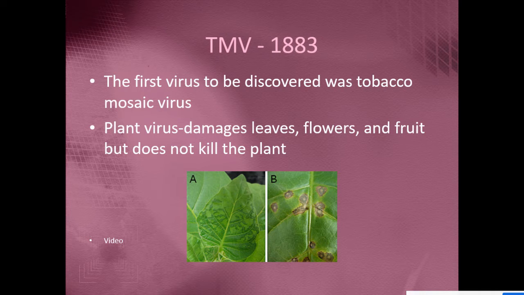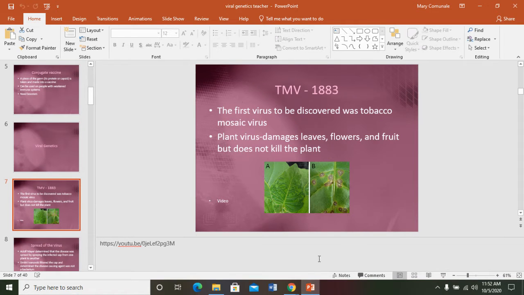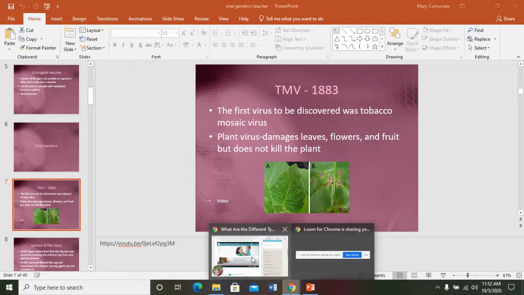So TMV, this was the very first virus to be discovered, and it happened back in 1883. It's called the tobacco mosaic virus. And this was a plant virus. It damaged the leaves, flowers, and fruit, but it did not kill the plant. So I'll show you a quick clip of that, and then I think that'll be my last video.